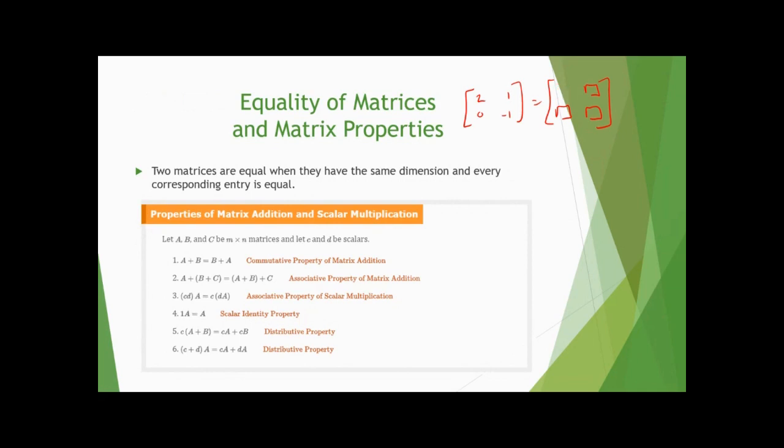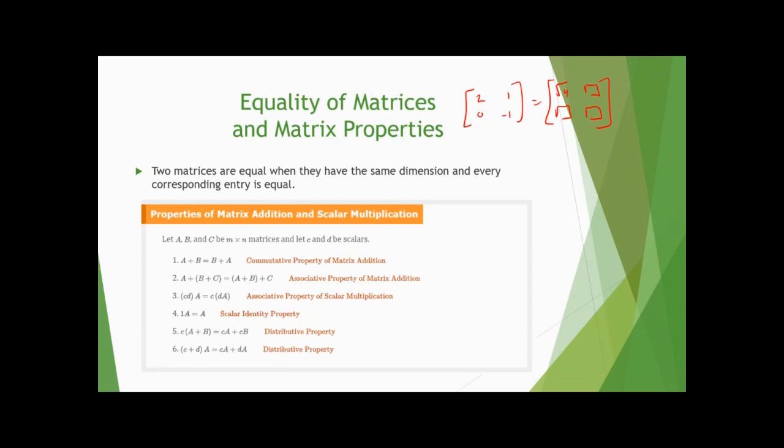Now I could have something like instead of 2, I could have like the square root of 4 there. That's still equal to 2, so it's still equal. But basically every entry has to match in order for it to be equal. And that makes sense that it needs to be basically the same thing.